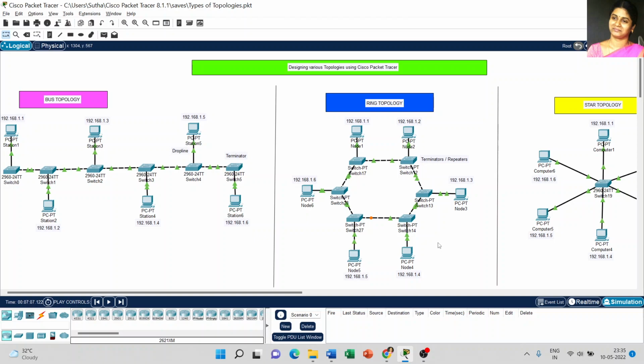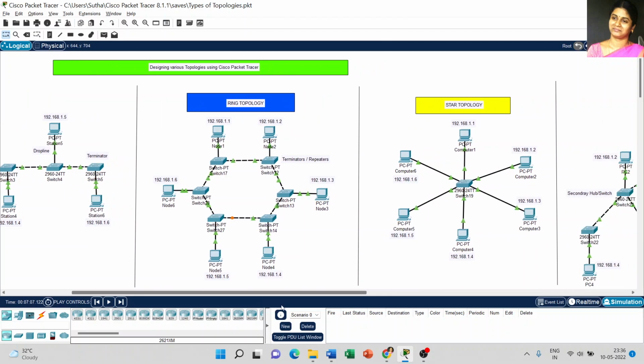Today we are going to discuss designing various topologies using Cisco Packet Tracer, and we already completed the bus topology and how it works. What are the major technical parts which we have to consider for bus topology? The advantages and disadvantages of bus topology we completed in the previous video. Today we are going to discuss the second topology, which is called ring topology.